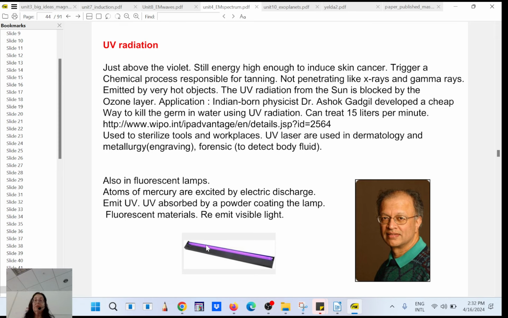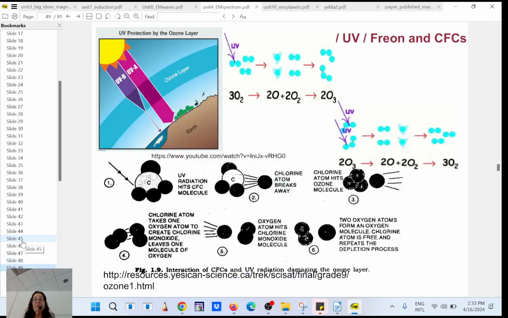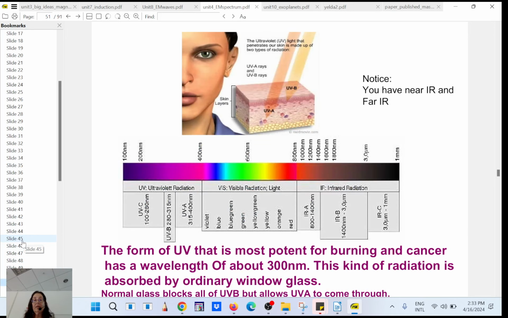That's a good question. It's again about probability. So it's not like X-ray and gamma rays, but okay. You have different types of UV. You have UVC, which will be stopped by our atmosphere. Then you have UVB, and then you have UVA. The dangerous part is UVB.